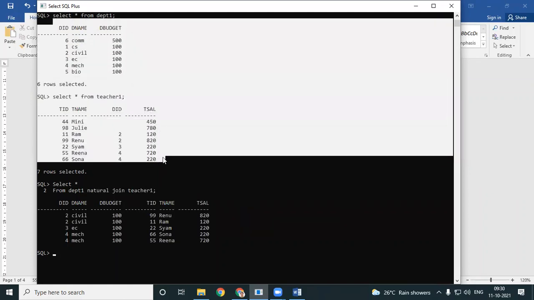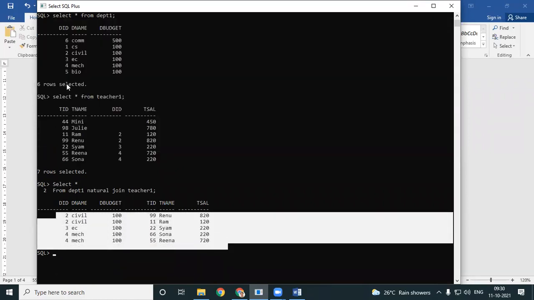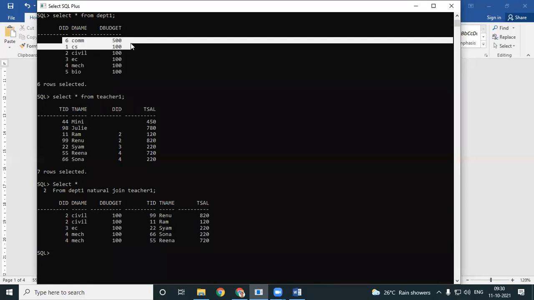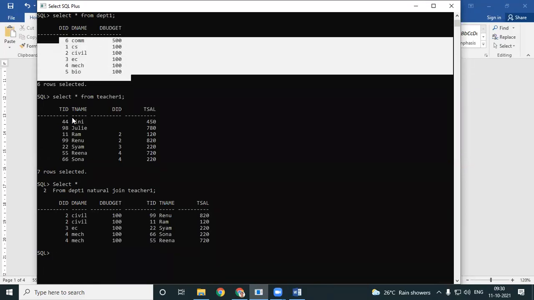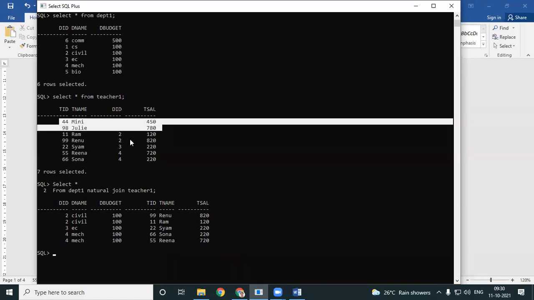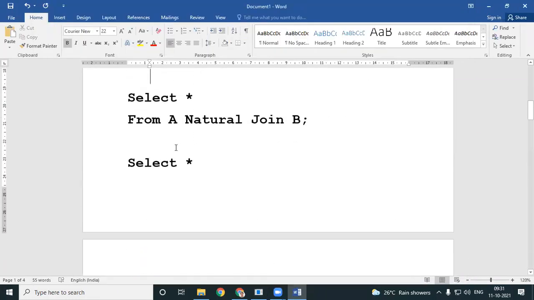You combine these two tables, you take a combination of both these tables, but you are avoiding the null values. I have 3 null values over here and 2 null values over here. That does not find place in my natural join. So instead of writing the query like this, you can even write it like this. It is all one and the same.